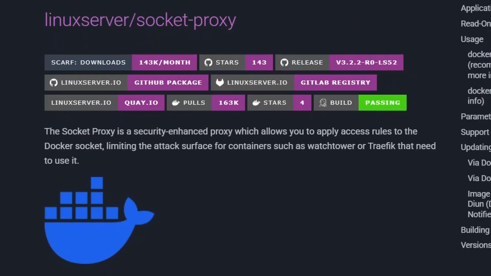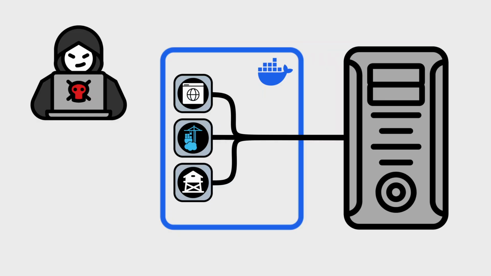The socket proxy is a security-enhanced proxy which allows you to apply access rules to the Docker socket, limiting the attack surface for containers such as Watchtower or Traefik that need to use it. In other words, it acts as an intermediary between your containers and the Docker socket that restricts access to the socket and ensures only authorized requests go through, thus adding an extra layer of security for your server.